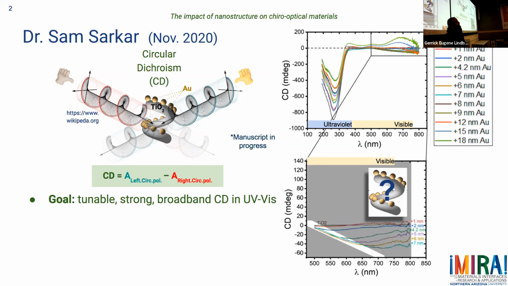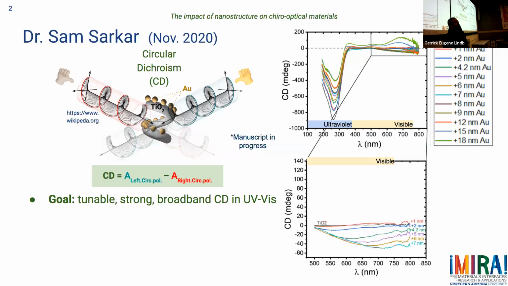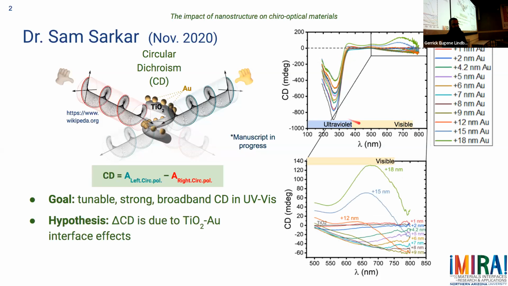Sam hypothesized that the change in CD was due to the interface effects between the titanium dioxide and the gold nanoparticles that should be forming at the top of these helices at this deposition. He also noted that continuing to add larger depositions of gold didn't have much of an effect, and that this wasn't an additive effect, if not synergistic, meaning that as you continue adding more gold, the ultraviolet absorption begins to diminish.